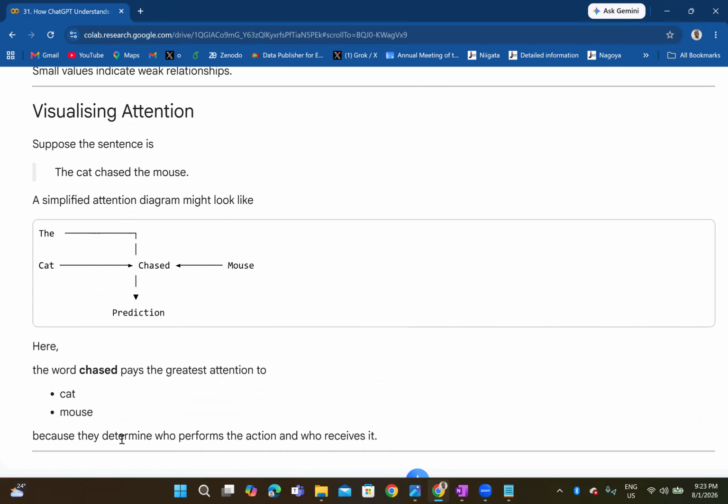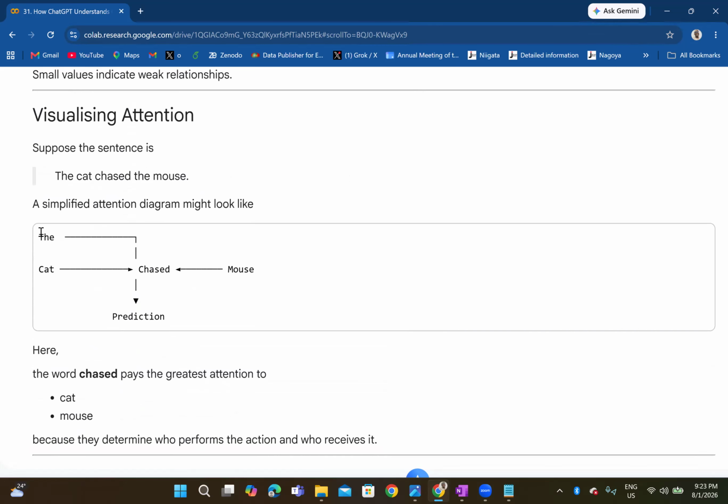That way we can visualize the attention. Suppose the sentence is "the cat chased the mouse." A simple attention diagram might look like this: the cat, chased, the mouse. Here, the word "chased" pays the greatest attention to "cat" and then "mouse", because they determine who performs the action and who receives the action. The chasing was done by the cat and the chasing was done on the mouse.